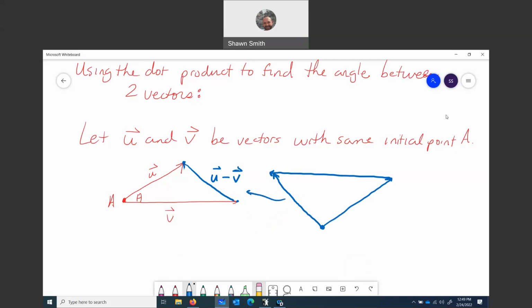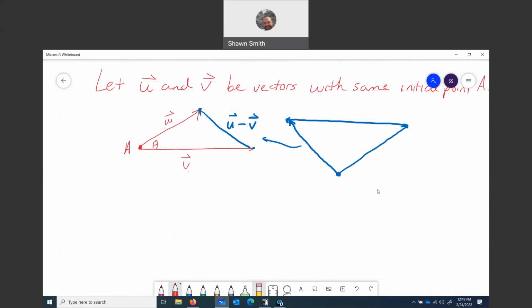So we create a triangle, a triangle of different lengths, right? Those lengths are the magnitudes of vectors U, V, and U minus V. Well, if I know the lengths of U and V, and I'm trying to find the angle between them, you remember some trig? Law of cosines? To find theta, use the law of cosines.